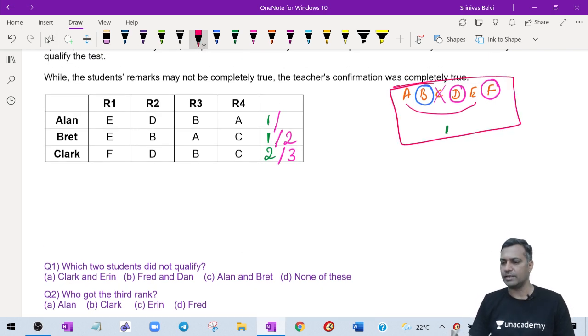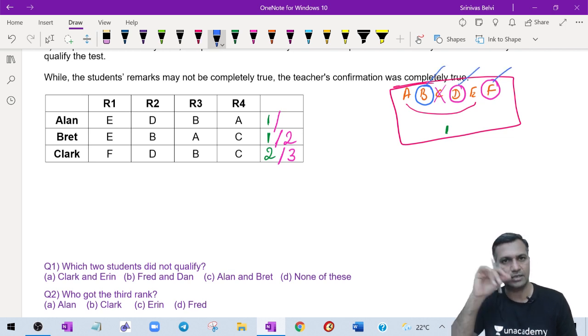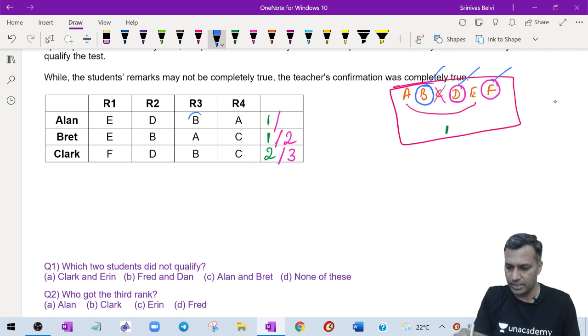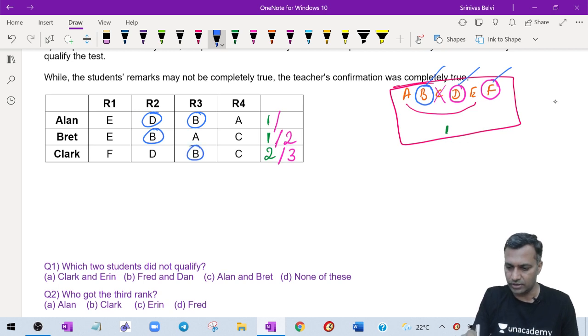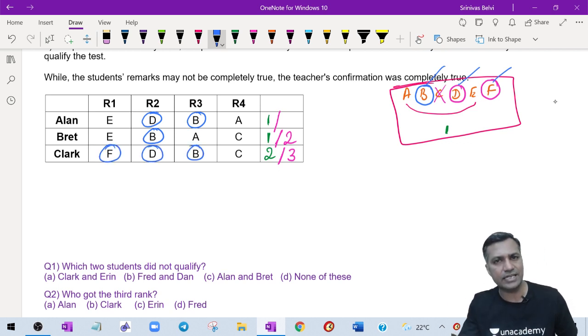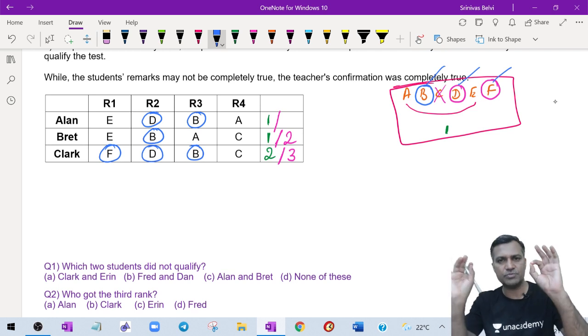So now you are saying, hey, BDF, let me quickly go wherever BDF is there. Let me put a circle saying that they are selected. So there is a B here, there is a D here, F is not there. There is a B here, D and F are not there. There is a B here, D here, F here. Okay, rankings need not match. What I'm trying to say is these people are selected.